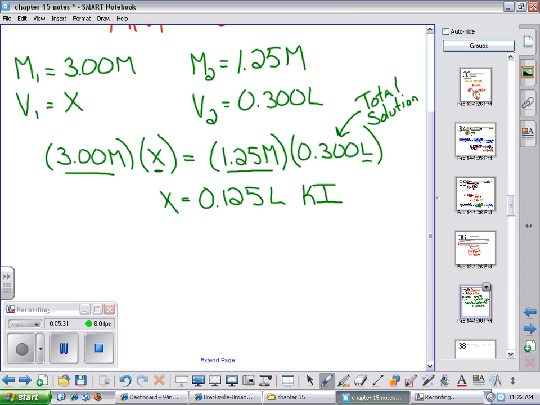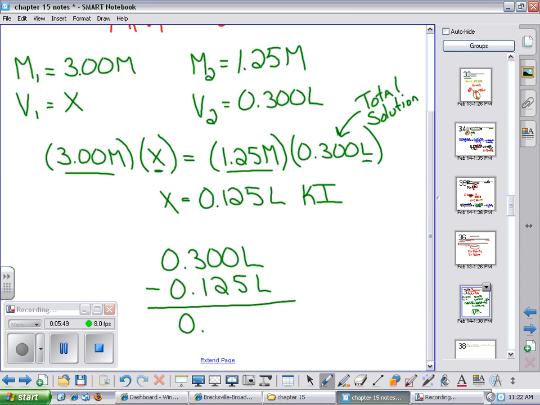If you have just the KI and you have the total, all you need to do is subtract. So if you have 0.3 liters of total solution and 0.125 liters of just the KI, you can subtract those two and you can determine that you would need 0.175 liters of just the water. This may be a question that you will see.